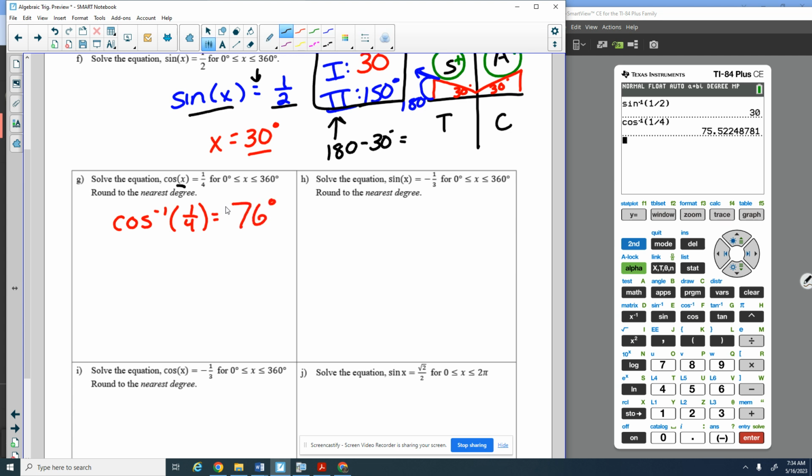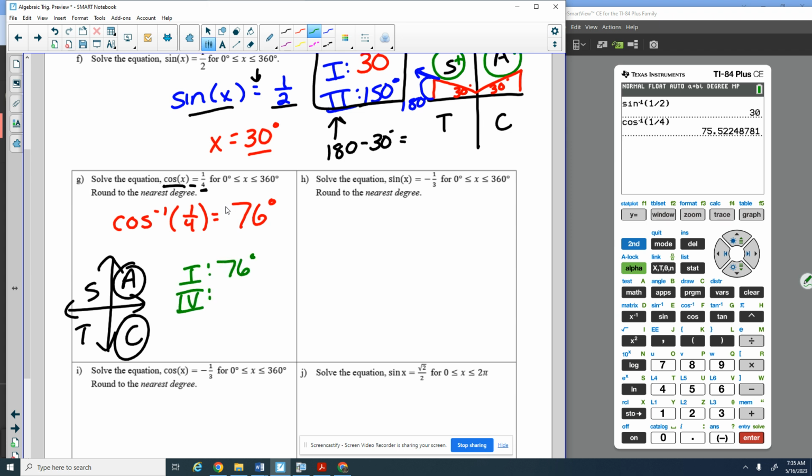Now, this says cosine is positive, and I know cosine is positive in quadrant 1 and 4. 76 is my first quadrant answer, and then to get an answer in quadrant 4, we would do 360 minus 76, which is going to give me 294. So these are my two answers to the equation to the nearest degree.